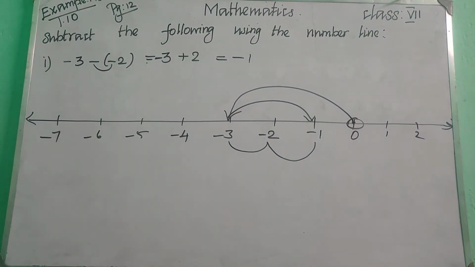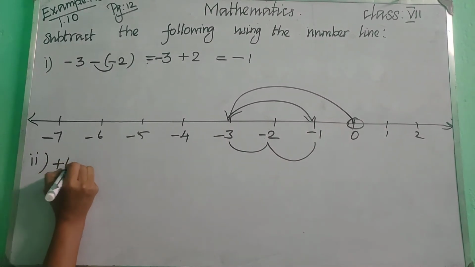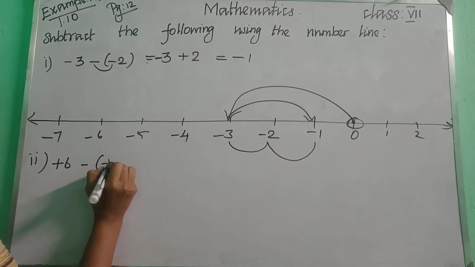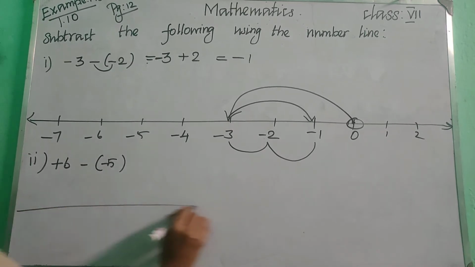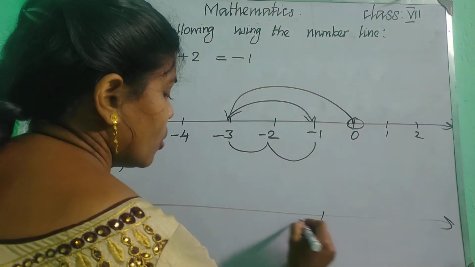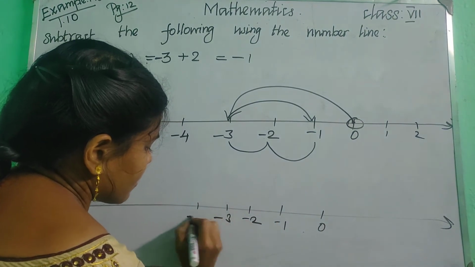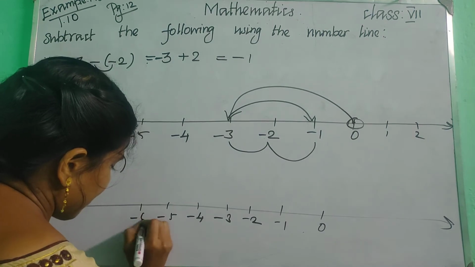Okay, so let us do the second one. What is the question? Plus 6 minus of minus 5. So just draw the number line. So 0, minus 1, minus 2, minus 3, minus 4, minus 5.